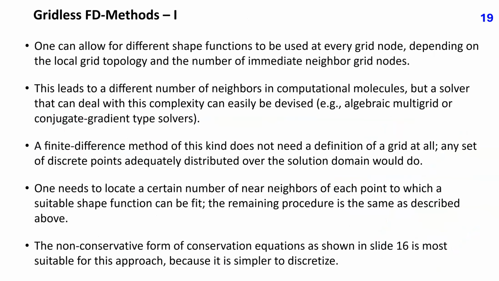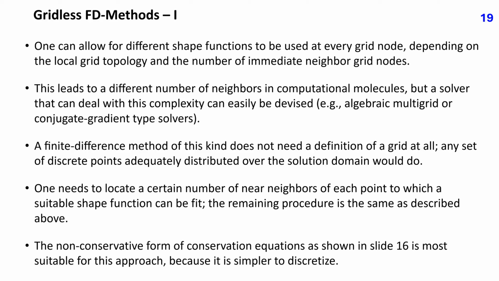One can allow for different shape functions to be used at every grid node depending on the local grid topology and the number of immediate neighbor grid nodes. This leads to a different number of neighbors in computational molecules, but a solver that can deal with this complexity can easily be devised, for example, algebraic multigrid or conjugate gradient type solvers.